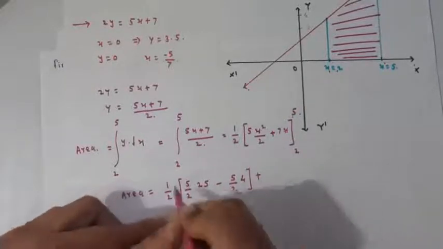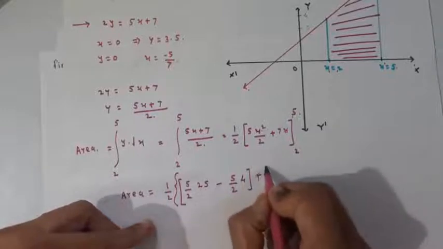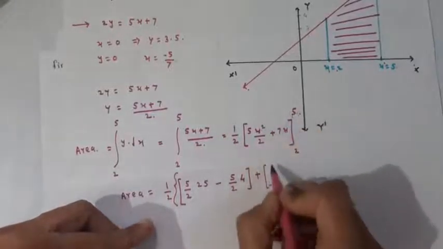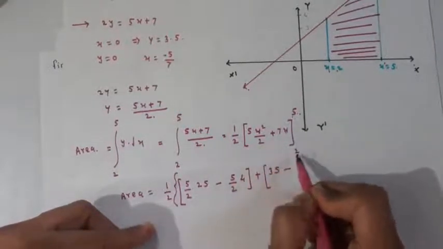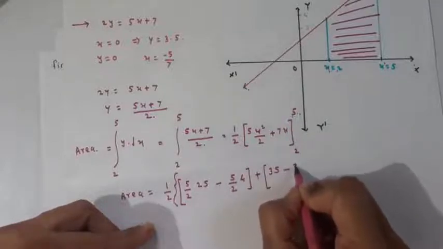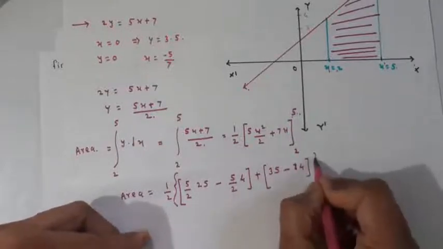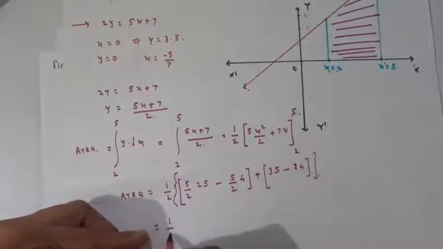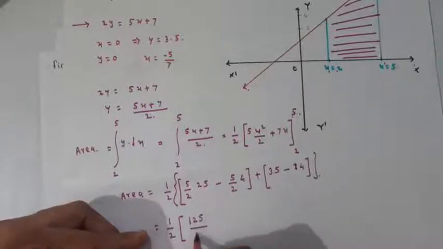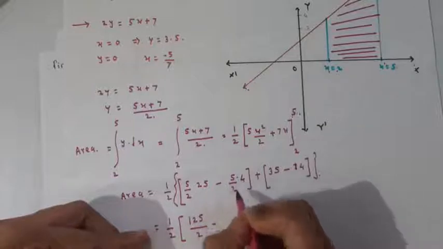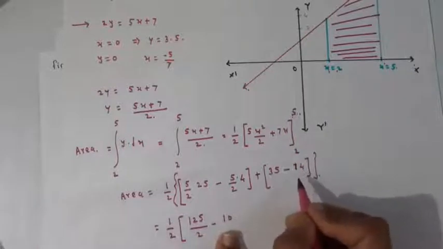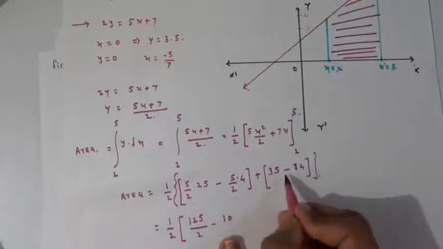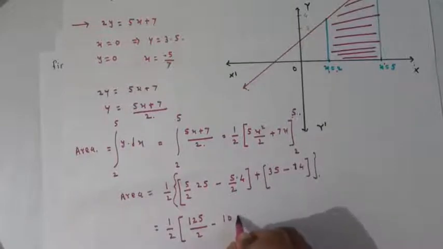Okay, plus 7 into 5 upper limit, that is 35, minus 7 into 2, that is lower limit, 7 into 2 is 14. Okay, and this is equal to 1 by 2 [125 upon 2 minus 5 into 4, 20 by 2 is 10], plus 35 minus 14, that is equal to 35 minus 14 is 21, plus 21.